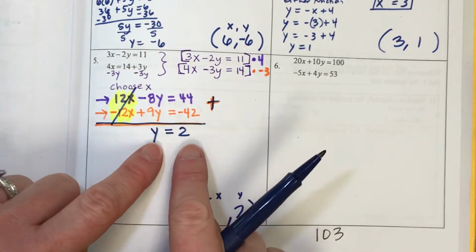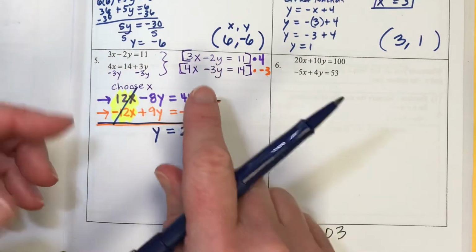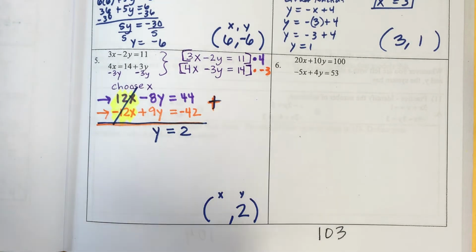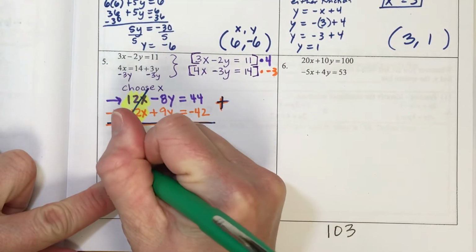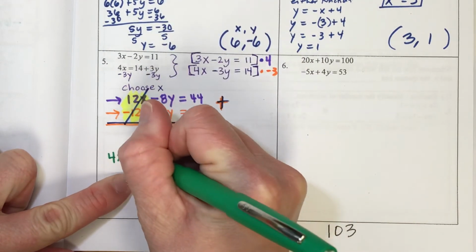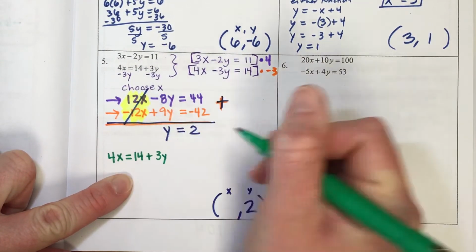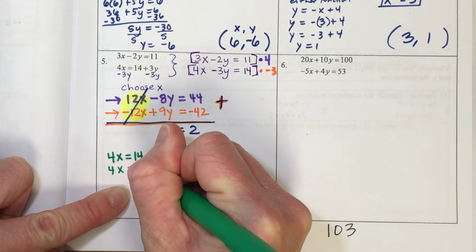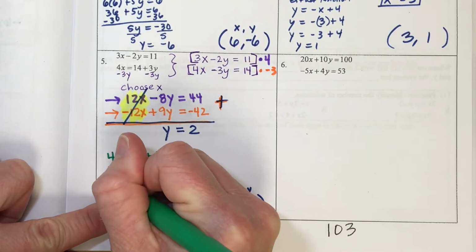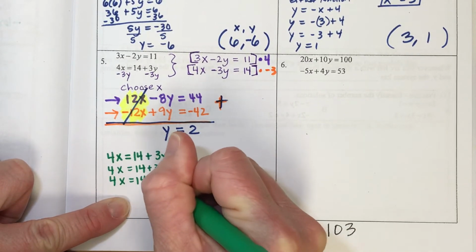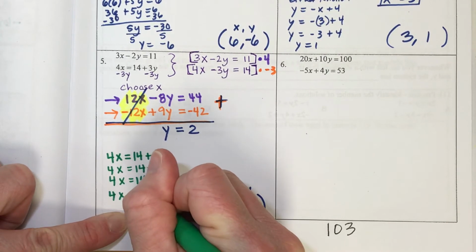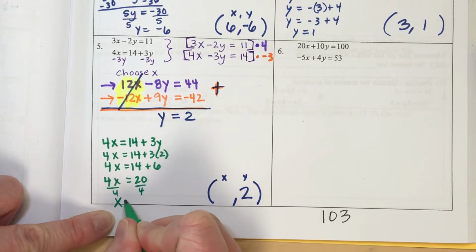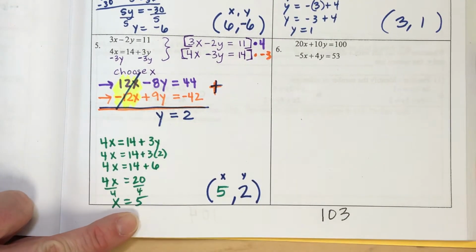Now let's plug 2 back into either original function and you can solve for your x. I'm going to use the bottom function this time, and I'm going to go with, let's see here, 4x is equal to 14 plus 3y. Now I'm going to sub that 2 value in for my y. So 4x is equal to 14 plus 3 times 2, or 4x is equal to 14 plus 6. Well, 14 plus 6 is 20, and 20 divided by 4 is my solution of 5. So then we get a 5.